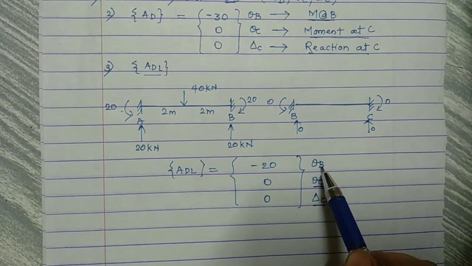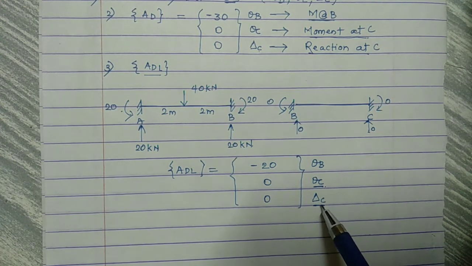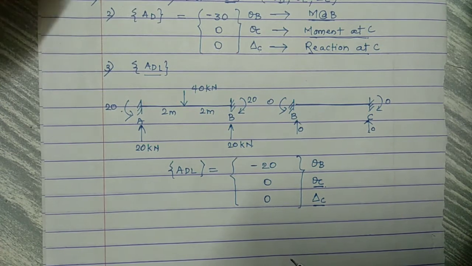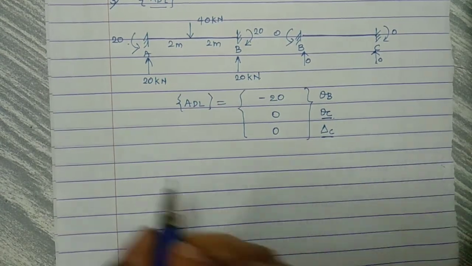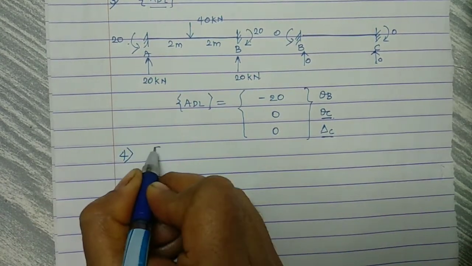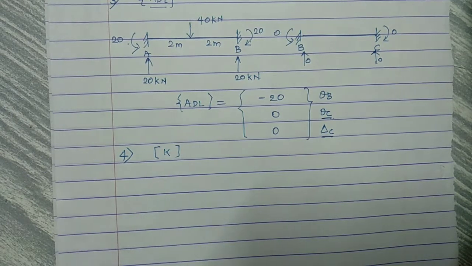Action corresponding to theta B, moment; action corresponding to theta C, moment at C; and this is reaction at C. Okay, ADL completed. Now next we have to calculate the stiffness matrix K. So next, step number 4, calculation of stiffness matrix K.